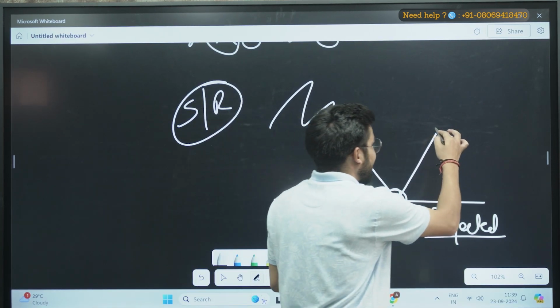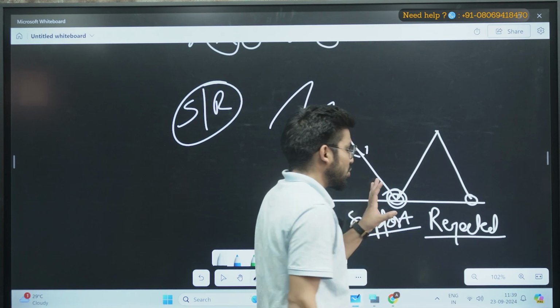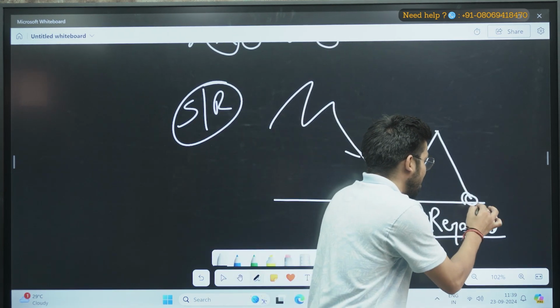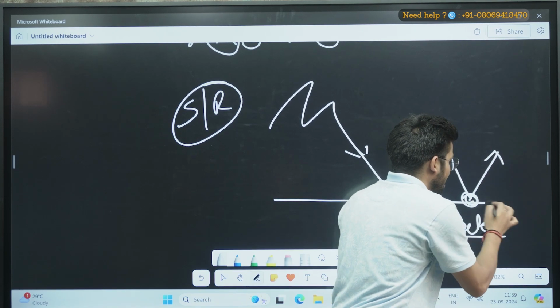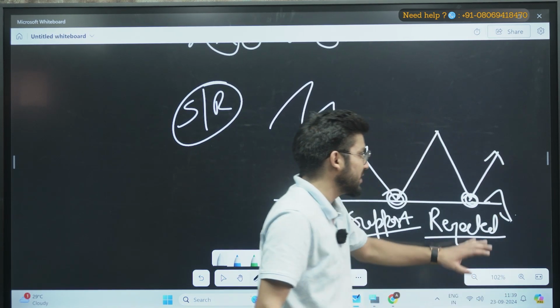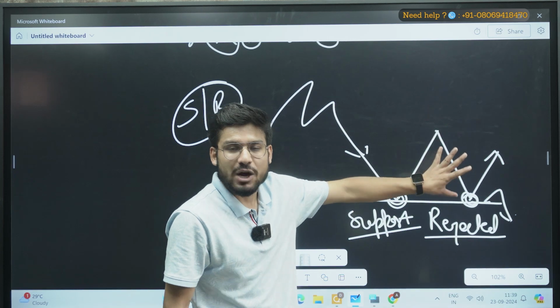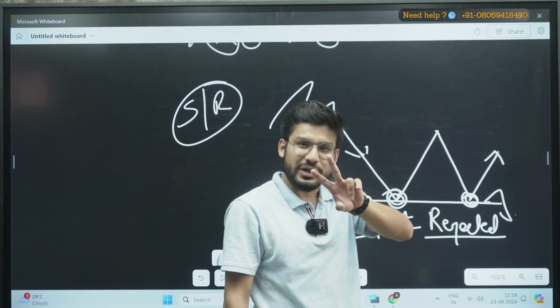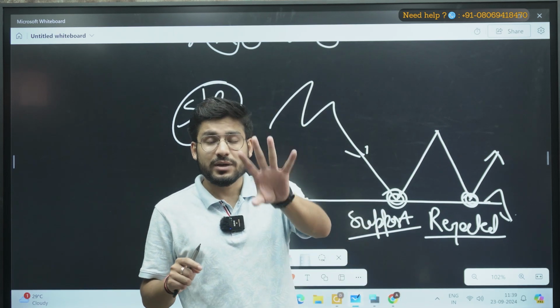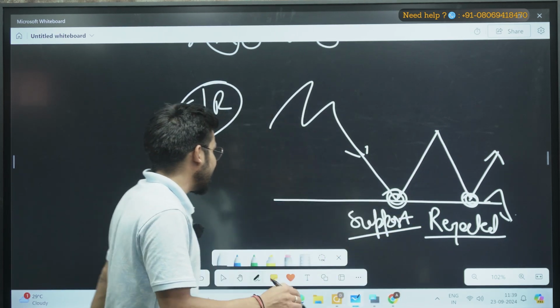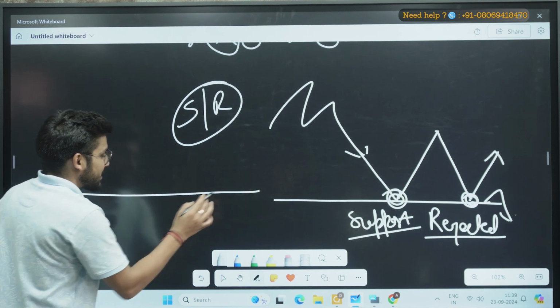Now if your market again comes to this level, then that is your support, and there can be two things. Either there can be a reversal or there can be a breakout of this support. That is how you have to trade. You can trade for a reversal from your support, or you can trade for the breakout. Similarly, the same conditions are applicable for resistance also.